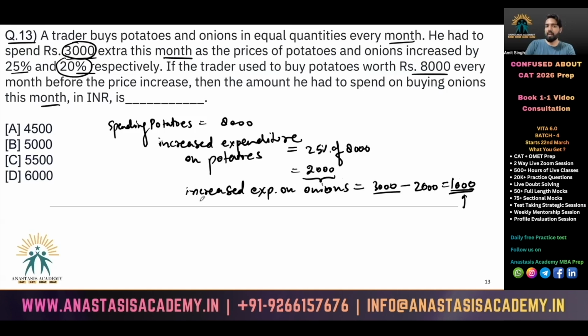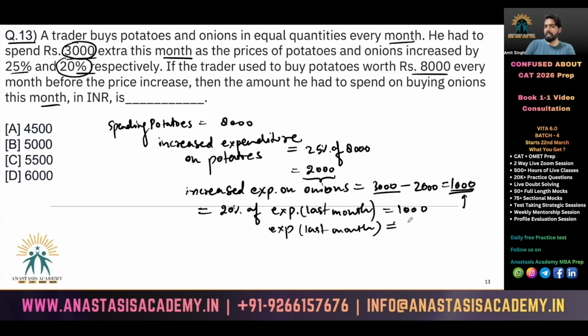And because the price of onions increased by 20%, this increased expenditure on onions has to be 20% of the expenditure on onions last month, and that is equal to 1,000, right? This is the increased expenditure. So the expenditure on onions last month, 20% being 1/5, if I cross multiply, I'm getting expenditure last month as 5,000, right?